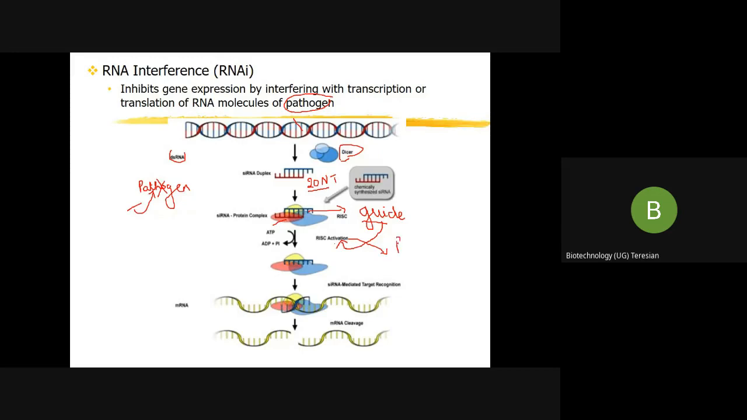pathogen's genetic material. So it will go and bind to the pathogen's genetic material, and it will interfere with the transcription and the translation of the RNA molecule. These will not happen; they are inhibited in the pathogen. So now what will happen to the pathogen? It is going to die. That is how we are protecting our crop plant.